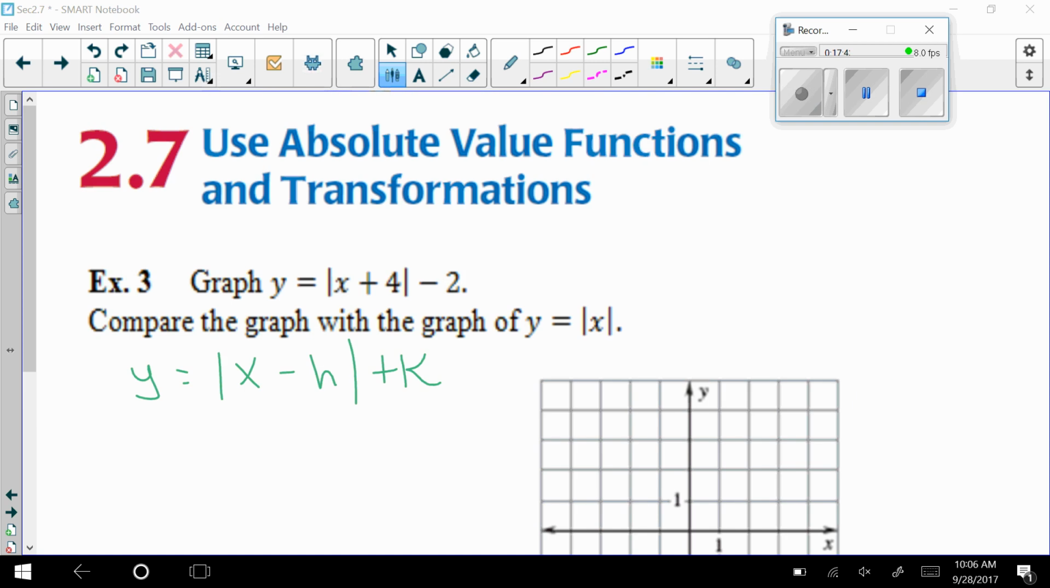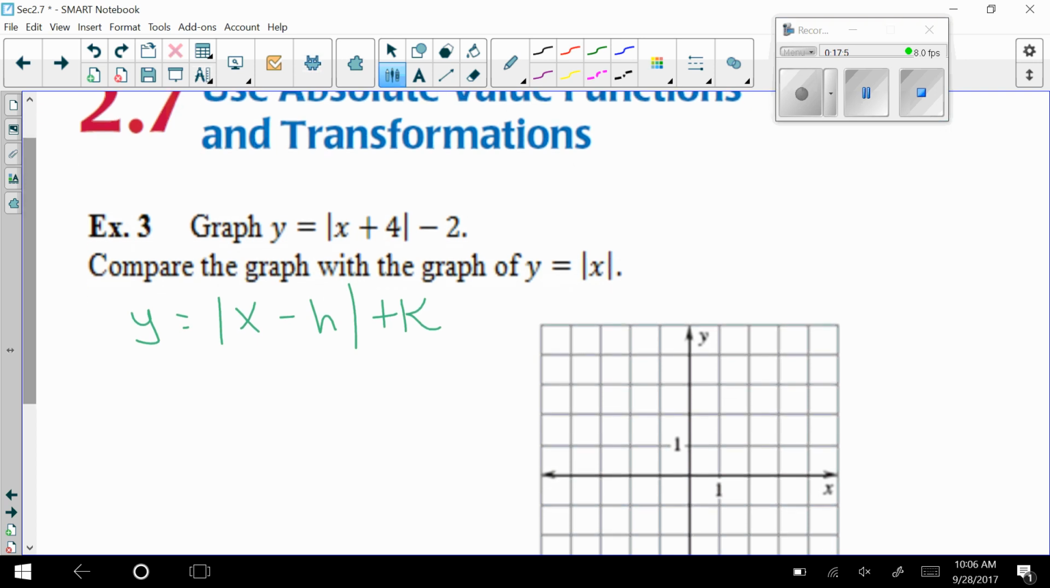In this next example, it asks you to compare the graph with the graph of y equals x for the graph y equals the absolute value of x plus 4 minus 2. So remember our vertical shift and horizontal shift formula. We have the absolute value of x minus h plus k. And we can come up with our vertex of this shifted graph. And our vertex is our x is -4, and our y of our vertex is -2.